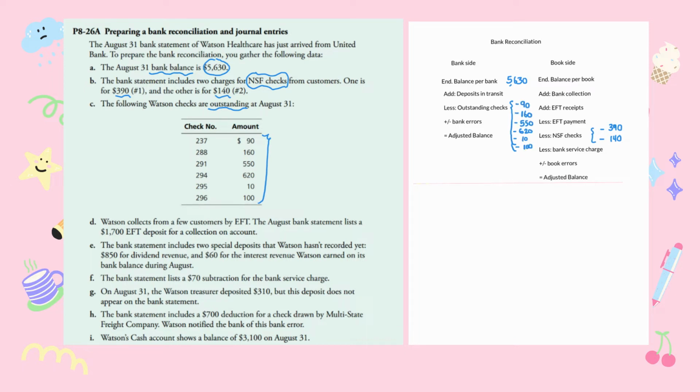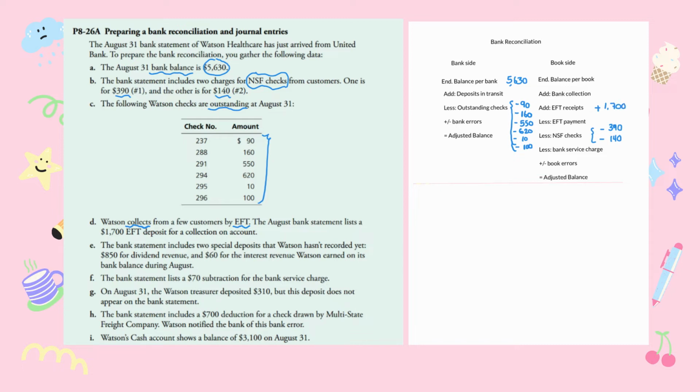Okay. Now D. Watson collects from few customers by EFT. He said collects and EFT, electronic fund transfer. The August bank statement lists 1,700 EFT deposit for a collection on account. So it's already there in the bank statement, but I did not record it in my book yet. So it's EFT receipt. Okay, I need to add this amount because it's collection, plus 1,700.